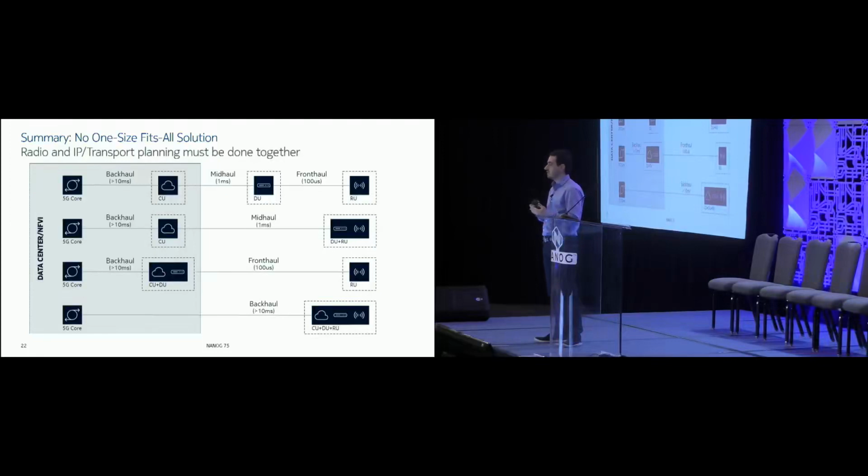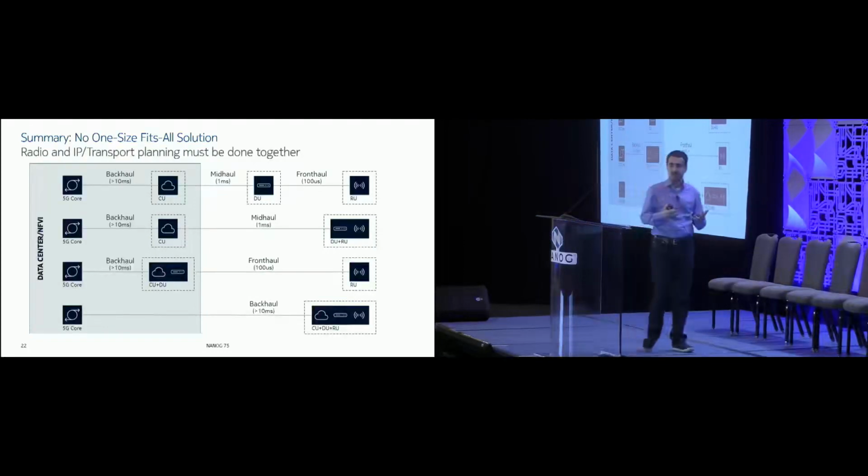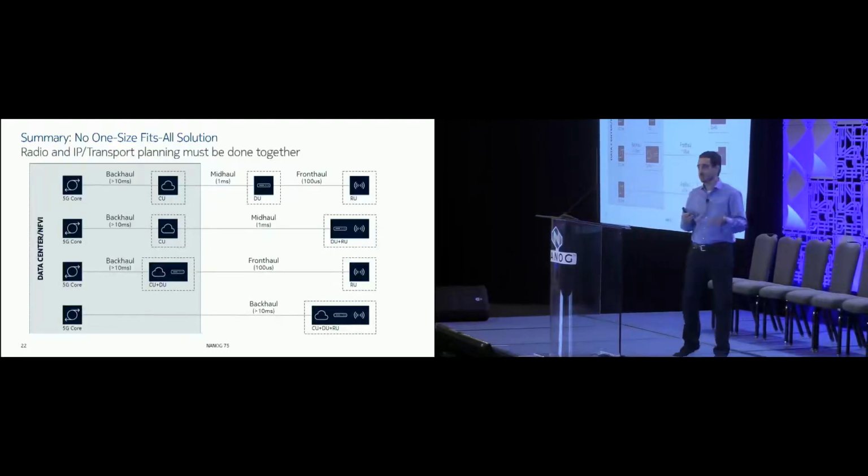So the summary here is that the 5G transport networks need to be built hand in hand between the IP planning department and the radio department. There's no way around it, and very likely you need to support a combination of all of these scenarios at the same time.